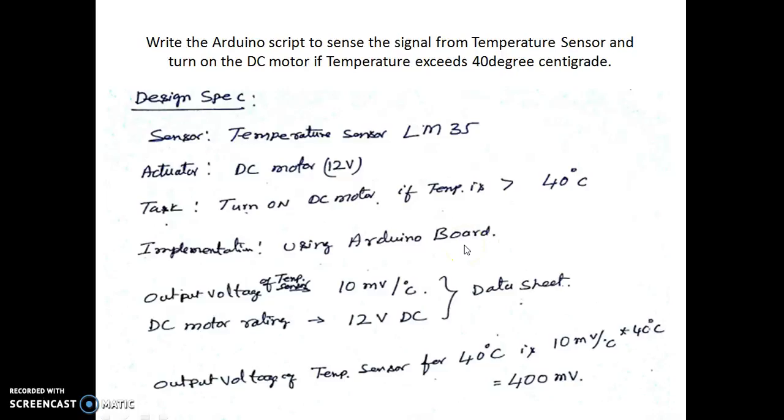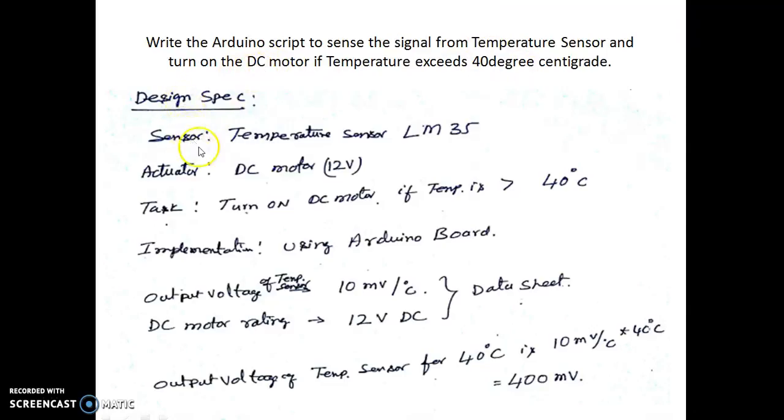Next is the Arduino based experiments. Here we are asked to write an Arduino script to sense the signal from a temperature sensor and to turn on a DC motor if the temperature exceeds 40 degrees centigrade. So we are looking for the input coming from a temperature sensor, and we are supposed to turn on the DC motor if the temperature exceeds 40 degrees.